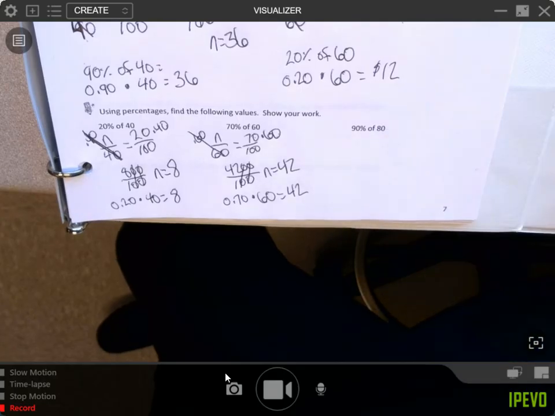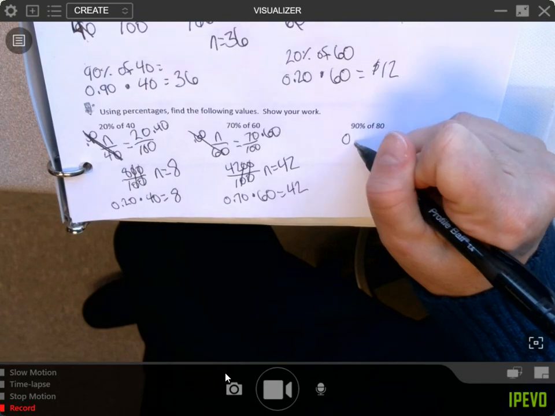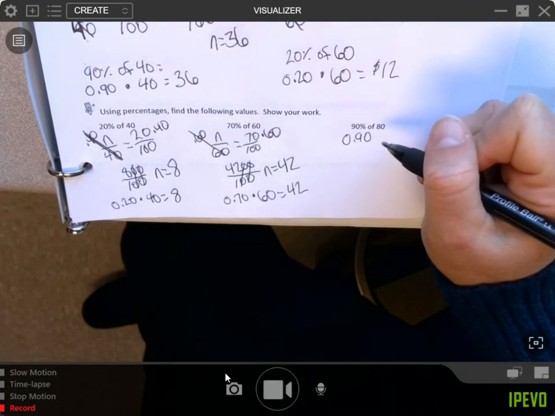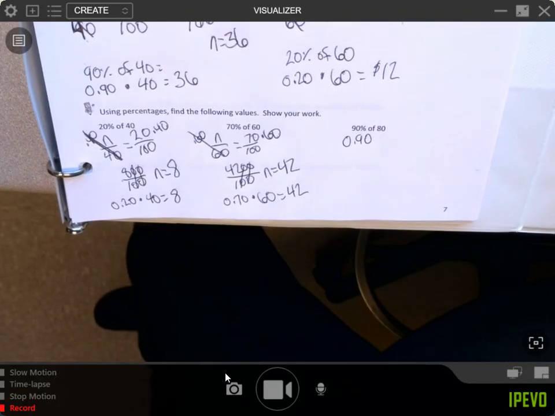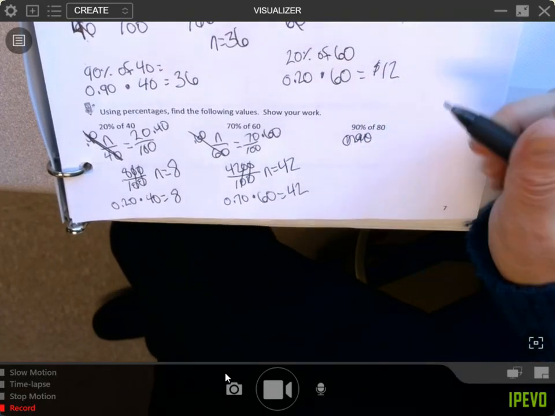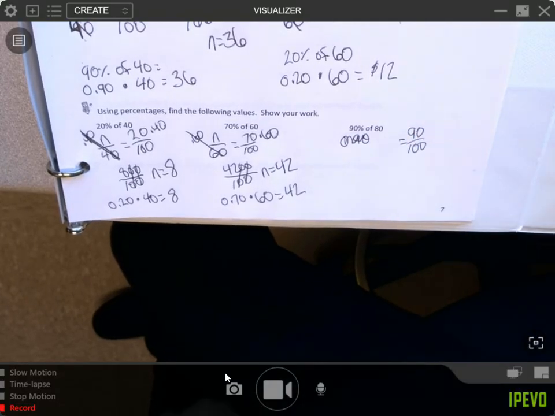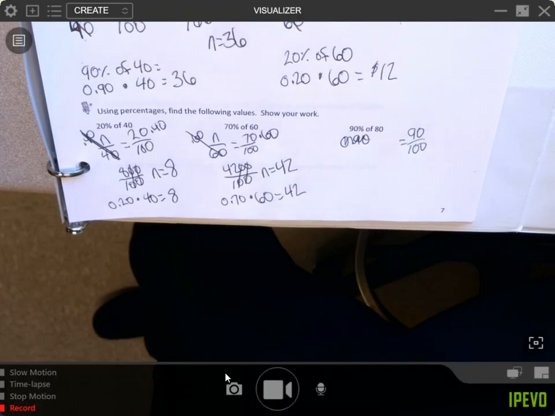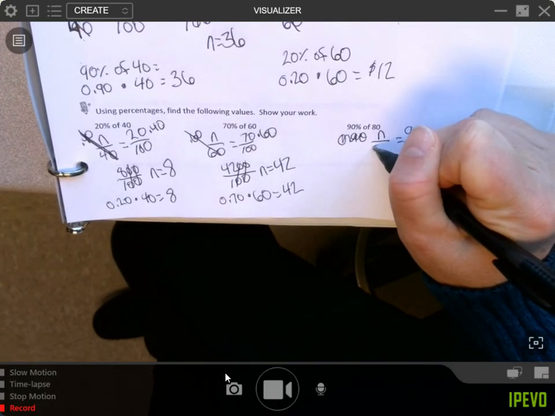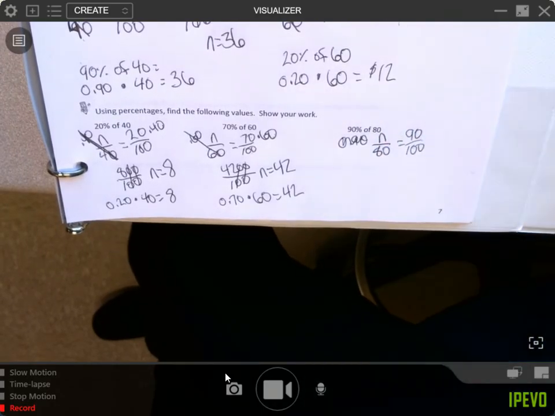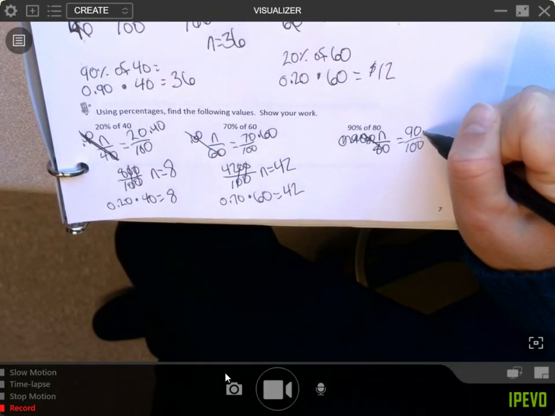Did you do it as a decimal or as a fraction? Okay, so you did 90 and you turned it into 0.9? No, I turned it into 90 over 100? So you made it a fraction. Okay, so we have 90 over 100. And then times 80. Why by 80? Because that's that whole number, right? Because we had n over 80, so we're going to times both sides by that 80.